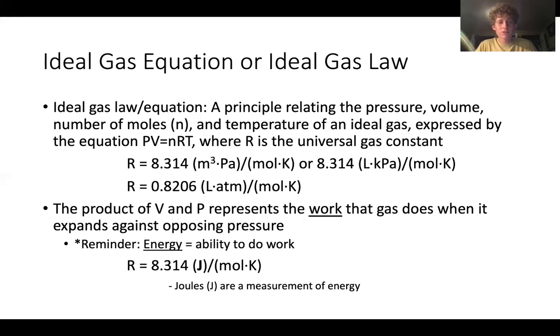Going a little bit further into that, the ideal gas law or ideal gas equation is a principle relating the pressure, volume, number of moles, and temperature of an ideal gas, expressed by the equation PV equals nRT, or pervnert, where R is the universal gas constant. There's a whole history behind R, but I won't go deep into that in this video. R is equal to 8.314 meters cubed pascals per mole Kelvin.